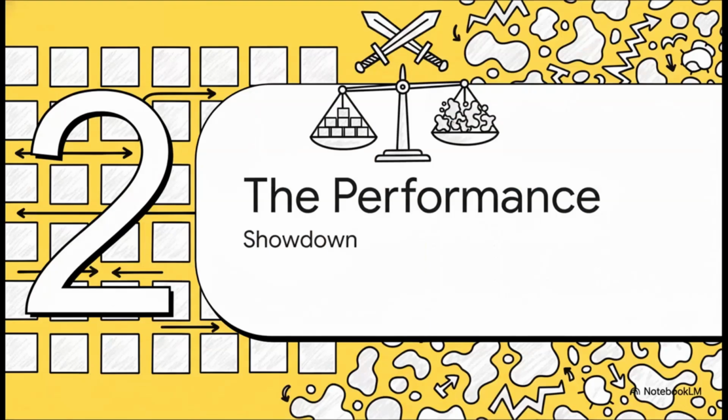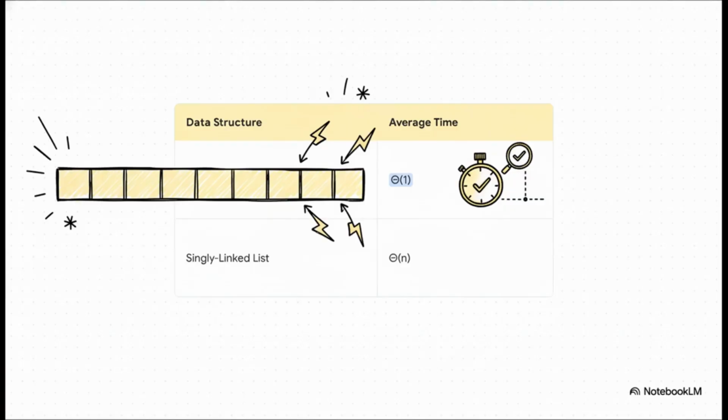But how does this difference in memory actually play out when the rubber meets the road? You know, in terms of actual speed. This is where the trade-offs get really, really clear, and you start to see why each one has its own place to shine. And boom, round 1 goes to the array. Big time. We're talking about accessing an element.